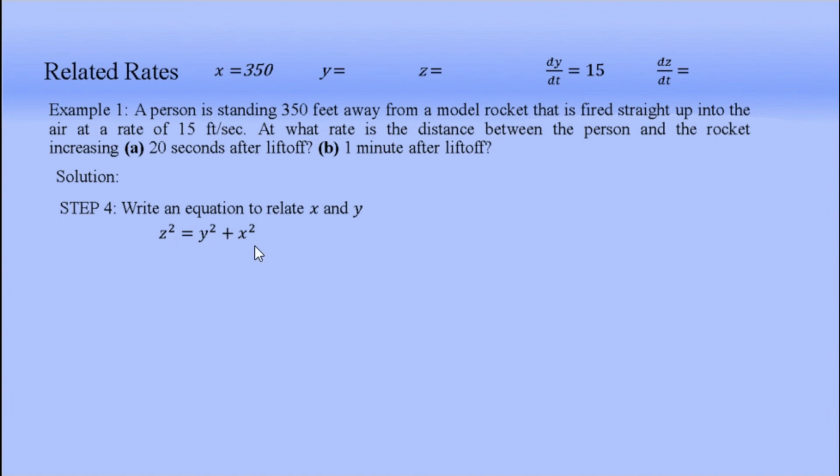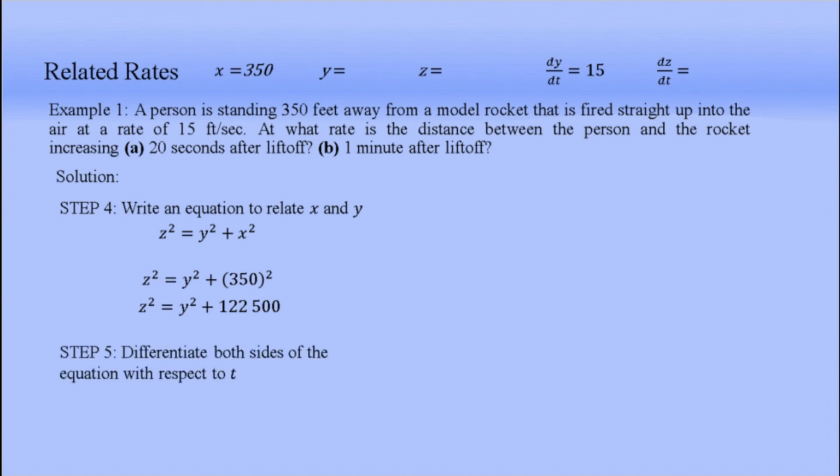Now with the Pythagorean theorem, we're only going to substitute the values that we have in the given problem, or that are available to us, which is x, and that is 350. So 350 squared is 122,500. And step 5 is to differentiate both sides of the equation with respect to t.